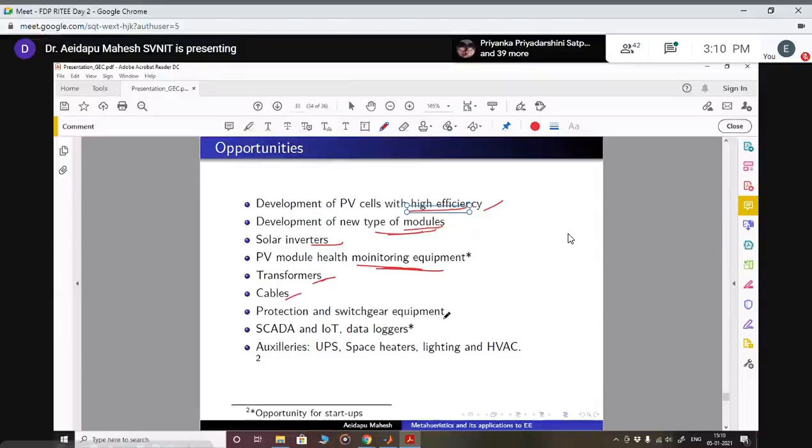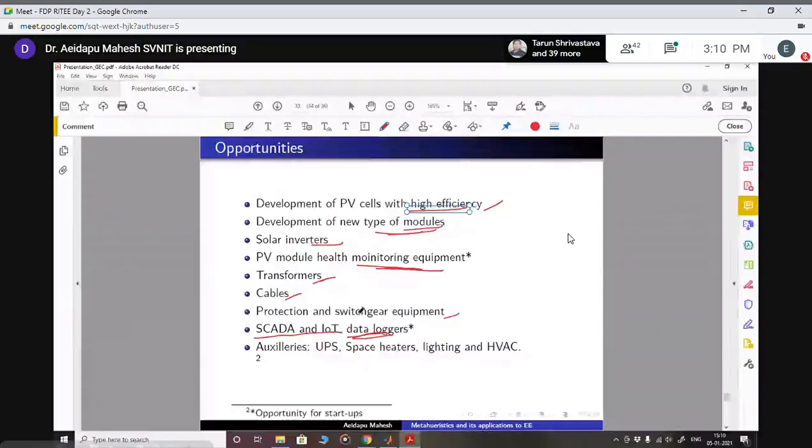Protection and switchgear also have some part. Another important area is SCADA, IoT and data logger. These are going to be very required in the PV industry, because your PV plant will be in remote locations and your offices will be in the city. So whatever PV data you are getting must be generated, stored in the data loggers, and sent to the cloud through IoT, and the data should come back to your computers in the office, and you should be able to control your inverters by sitting in your office. So this is also an important area which people can work on.